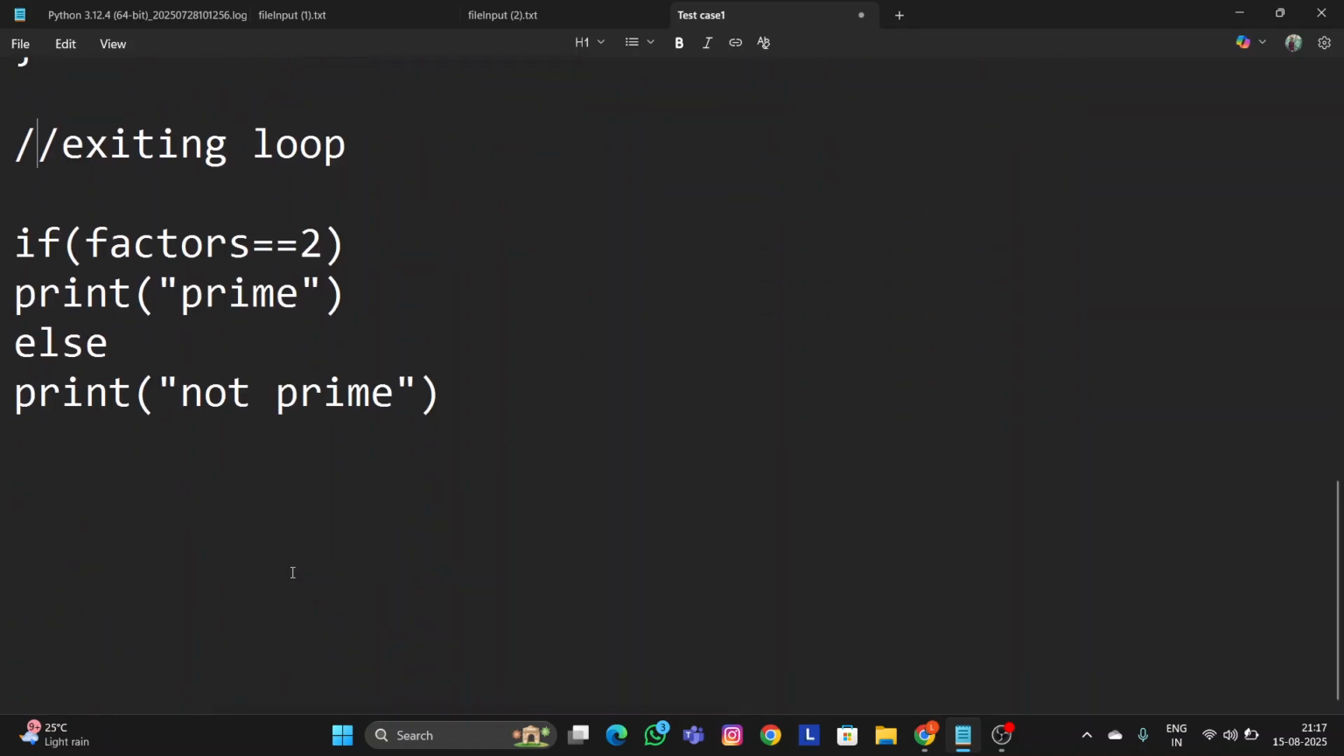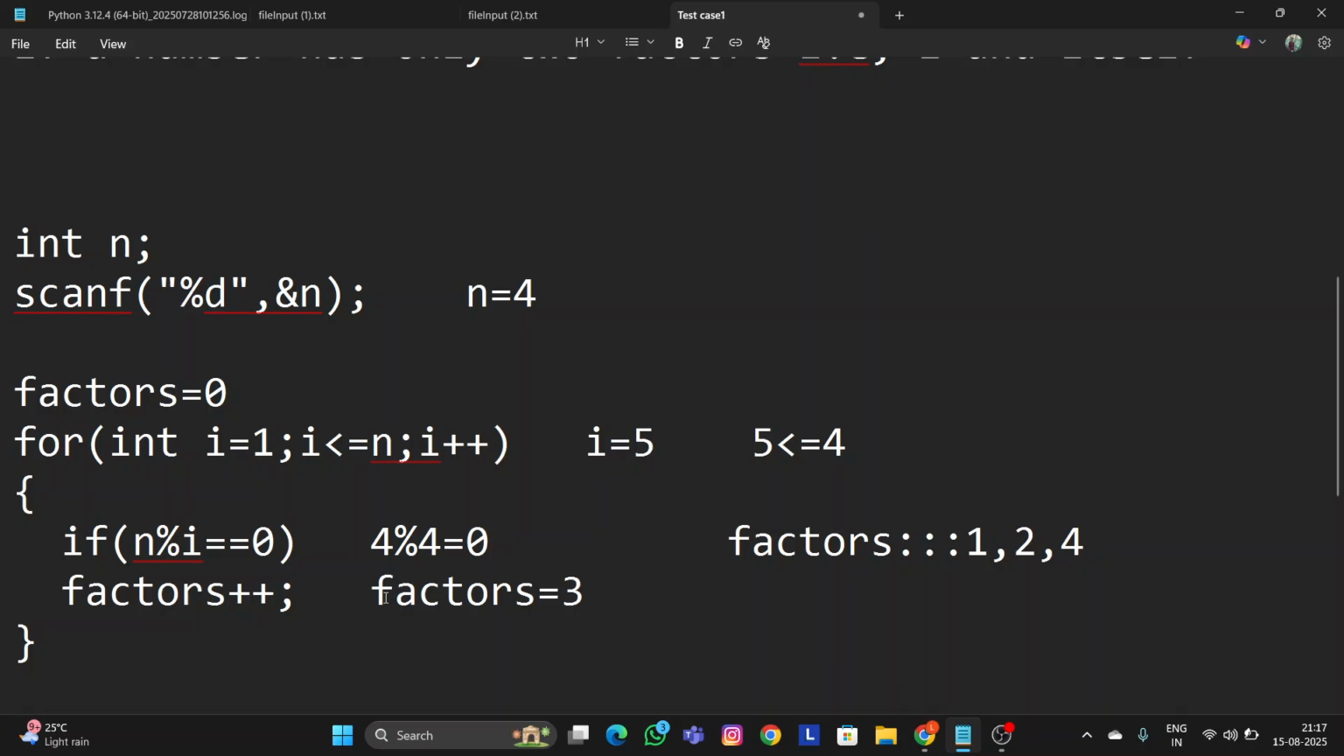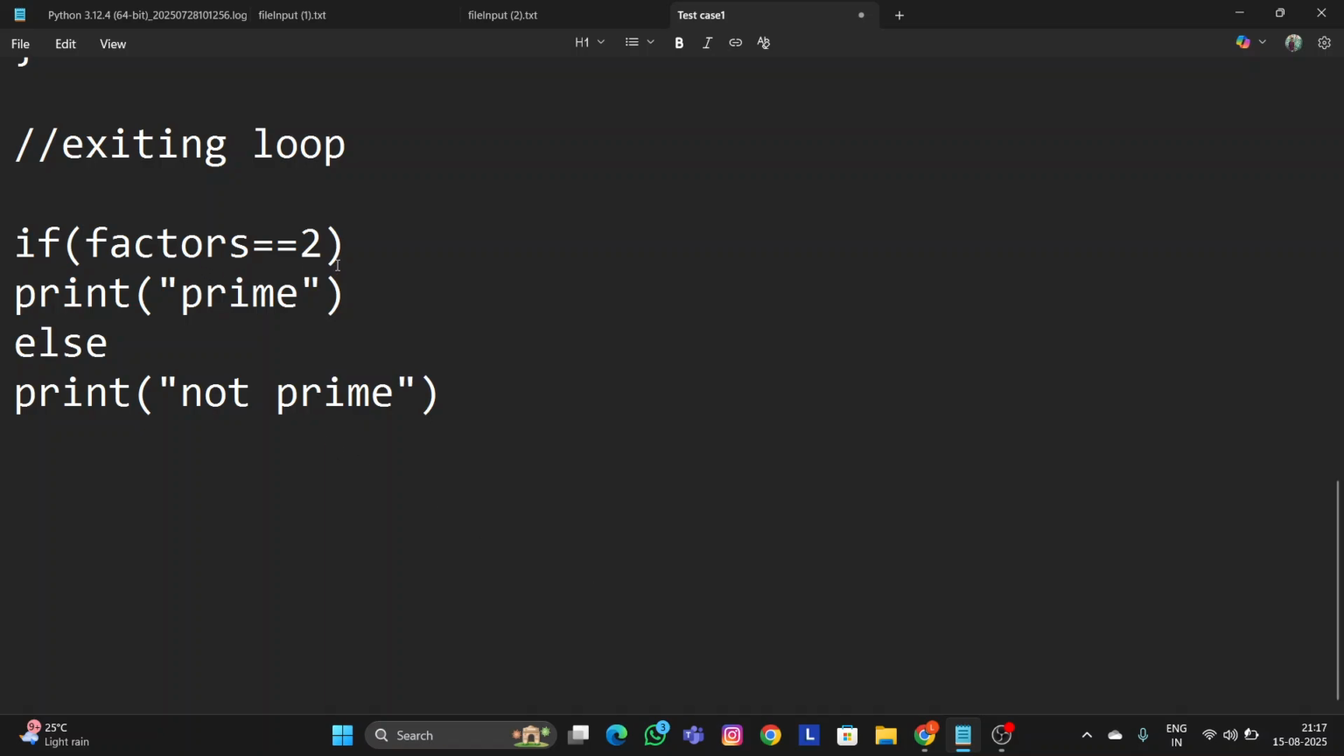After exiting the loop, I want to check how many factors are there. How many factors are there for 4? There are 3 factors. Is the condition true? No, this condition is false. So if the condition is false, the else statement will execute. What is the else statement? It is not a prime number.